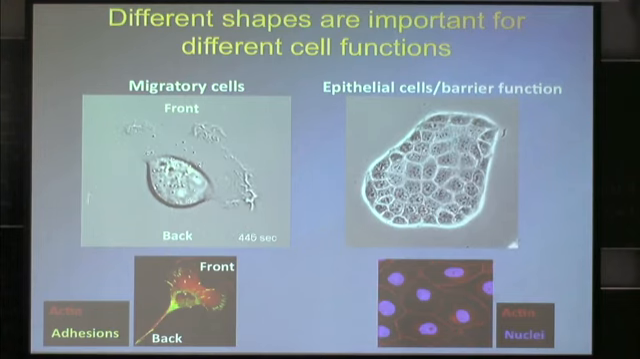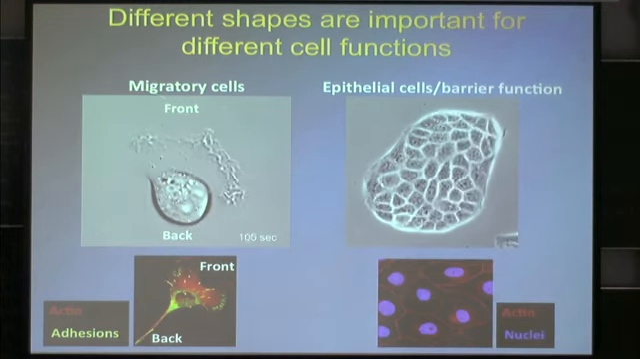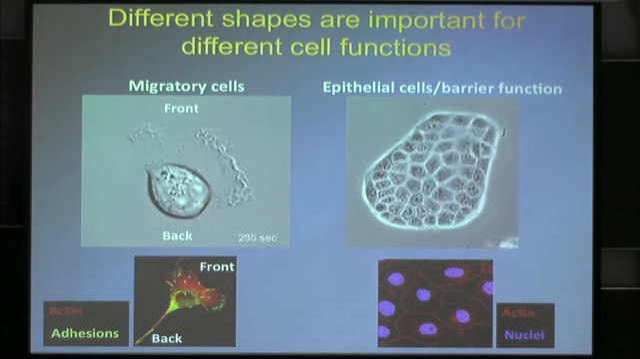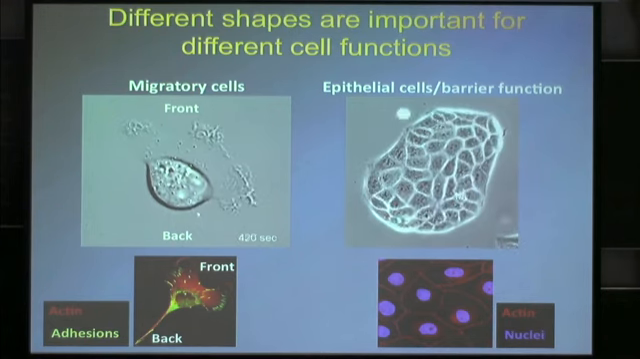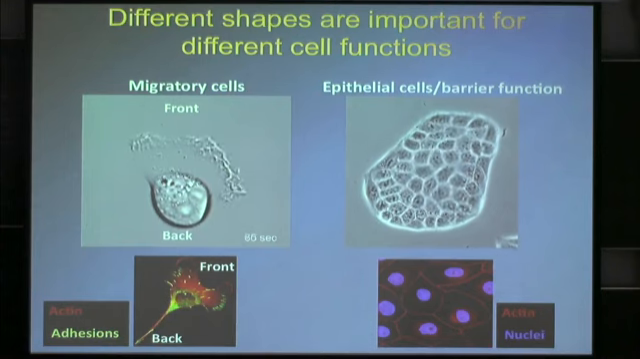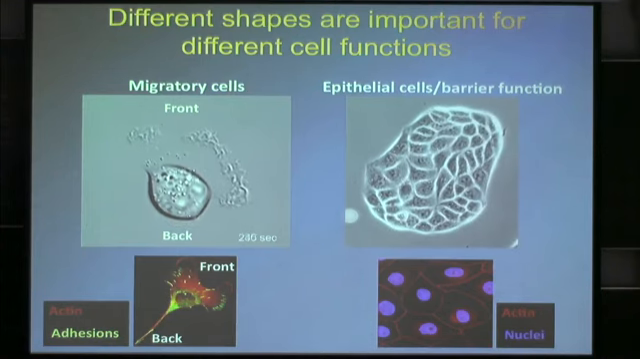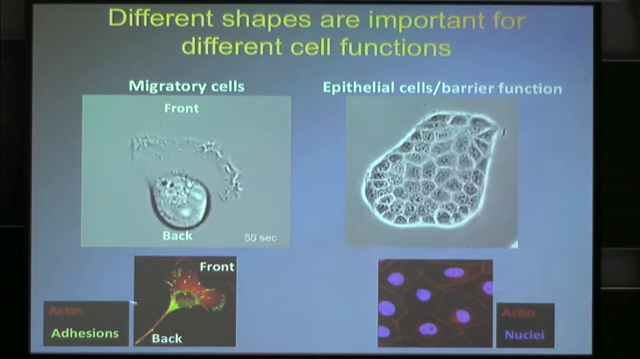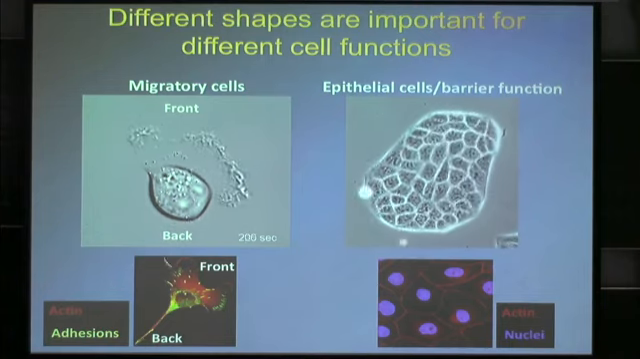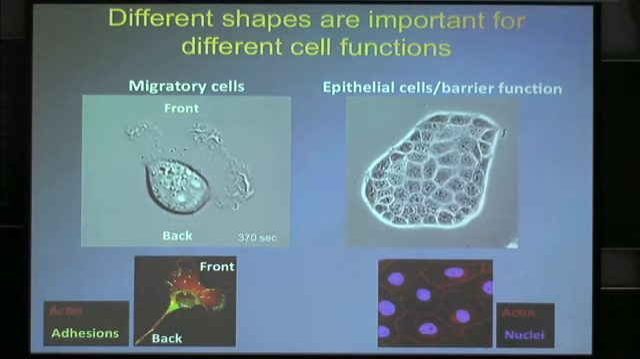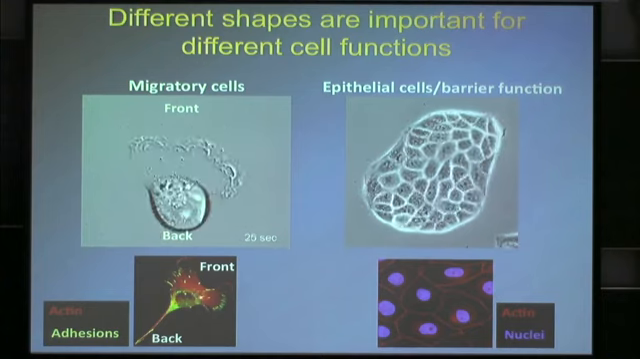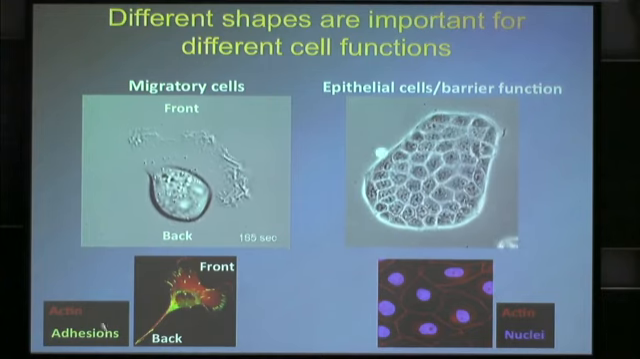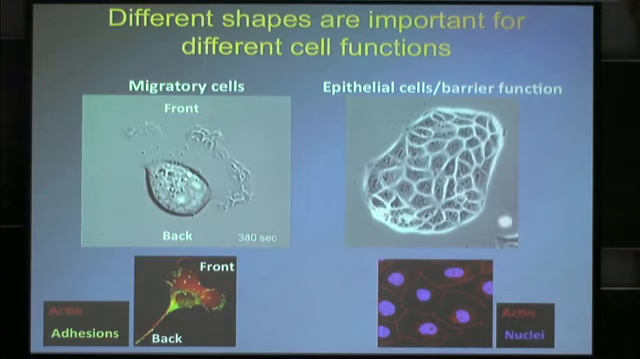It is correlated to the function: there has to be a leading edge during migration, and a back which is pulled afterwards. This is mirrored in the organization of the cytoskeleton, with other actin structures in the front as compared to the back.